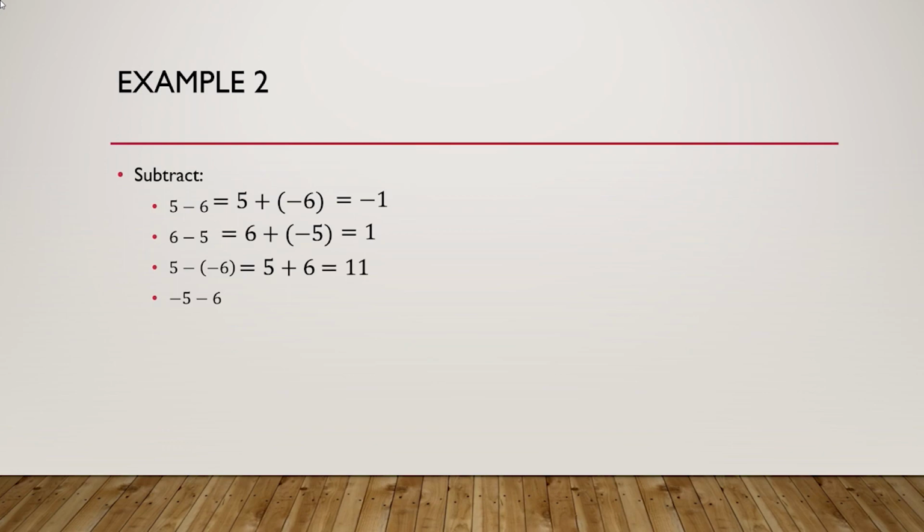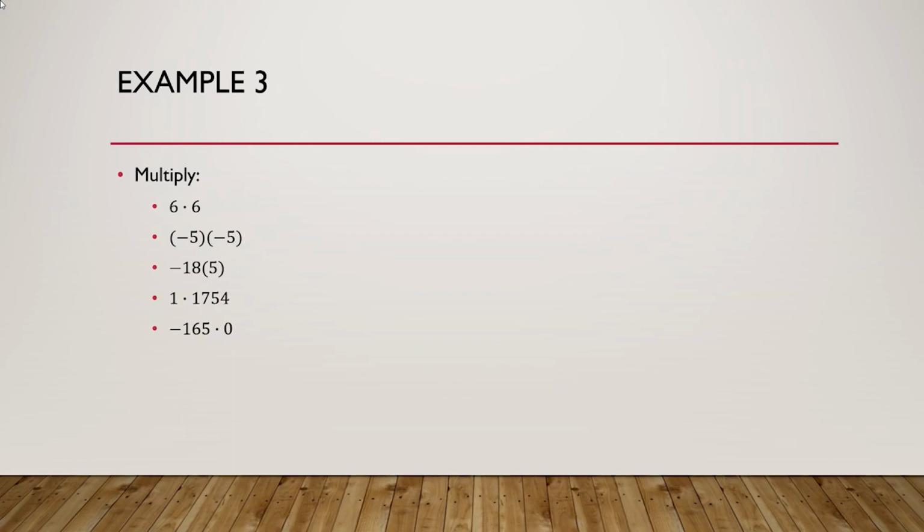Negative 5 minus 6, well, you can change the subtraction to adding the opposite. So it'd be negative 5 plus a negative 6. They're going the same direction. So you would add them together and keep the sign, which is negative 11.